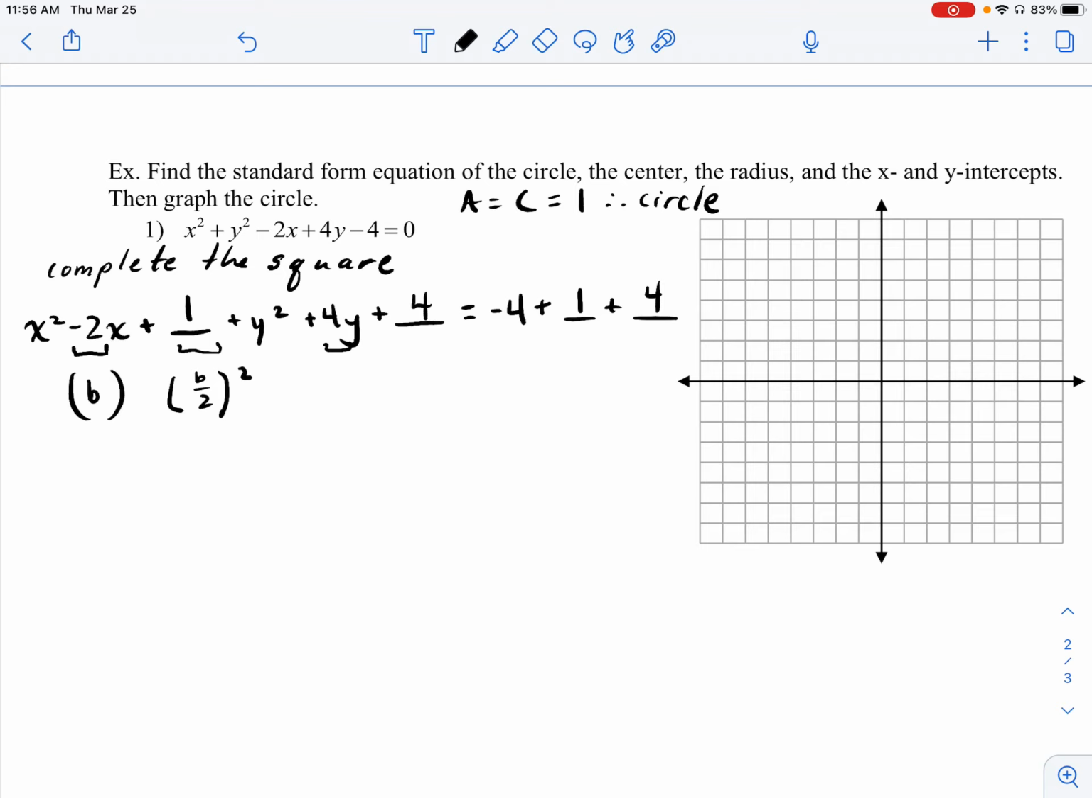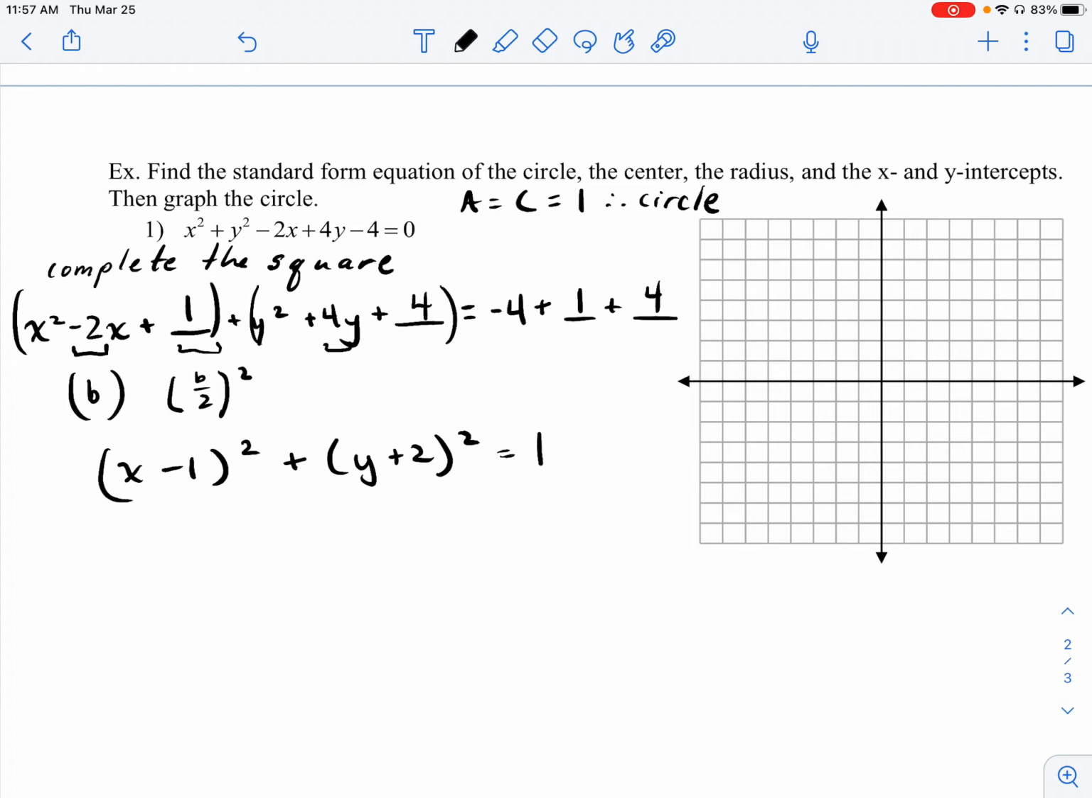So now that I have that, let's write this in factored form. x squared minus 2x plus 1 would be x minus 1, that quantity squared. Now let's group together the y polynomial. y squared plus 4y plus 4, if we write that as a square, is y plus 2 squared. Now on the right-hand side with all my constants, let's add all those up. -4 plus 1 plus 4 is simply equal to 1.